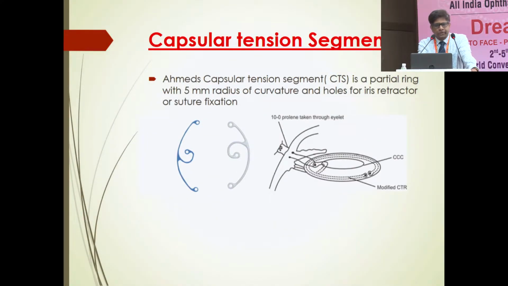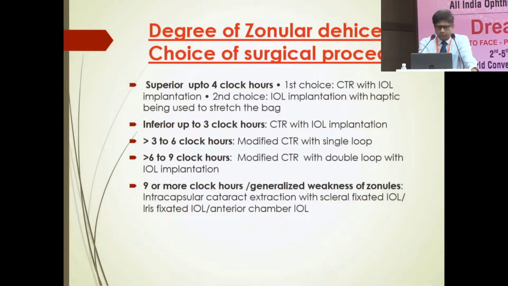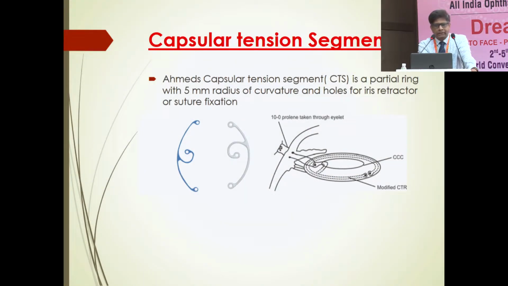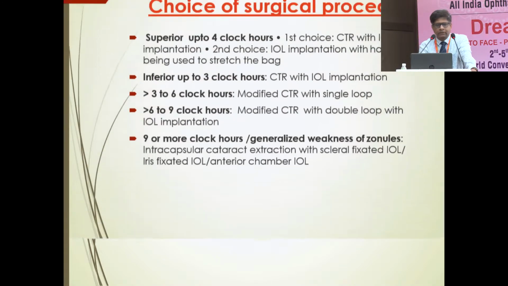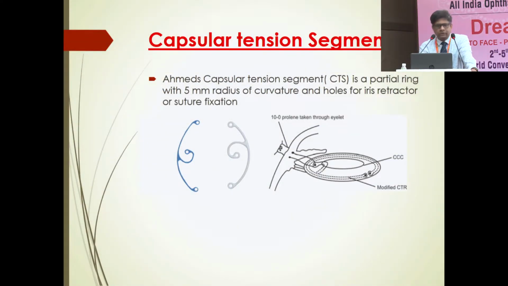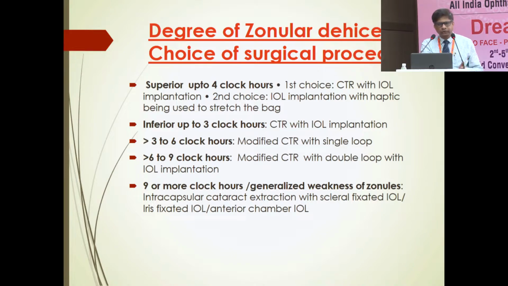And here comes the role of the capsular tension segments, where we need to know that there are right and left segments. We cannot just invert them, because the area which is fixed over the anterior capsule is in a slightly superior plane than the normal segment, and it goes above the capsule. So we choose the surgery according to the zonular dehiscence size. If it is superior, up to 4 clock hours, you can use a CTR, or you can sometimes get away with just implanting the IOL with the haptic being used to stretch the bag.